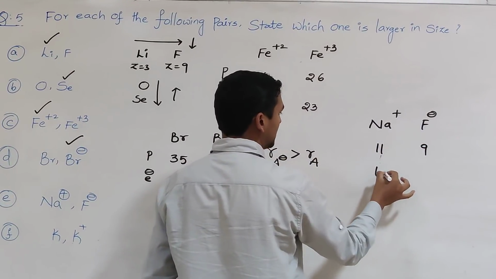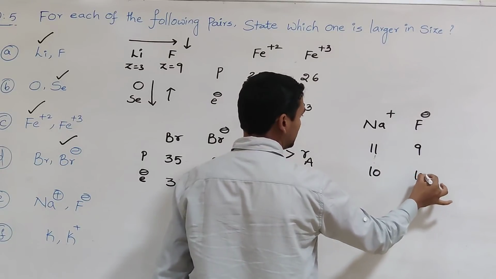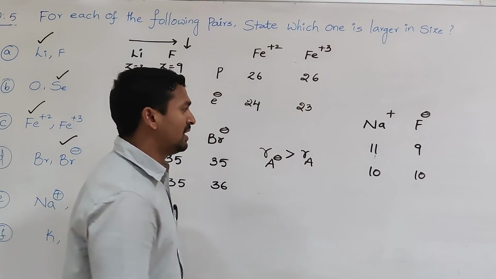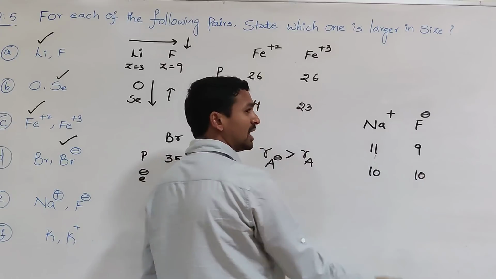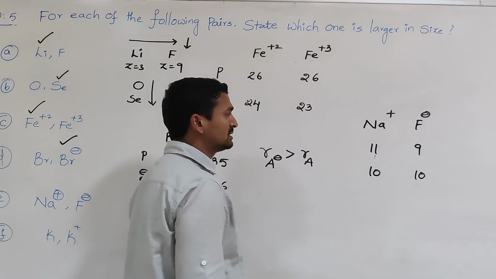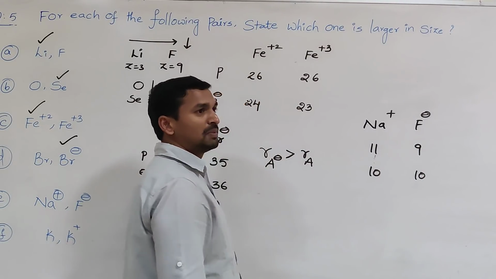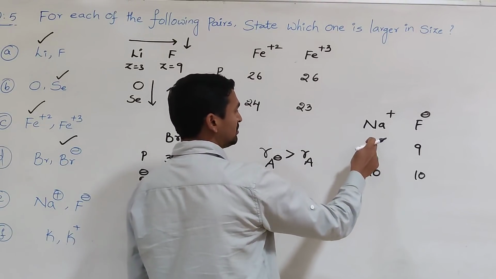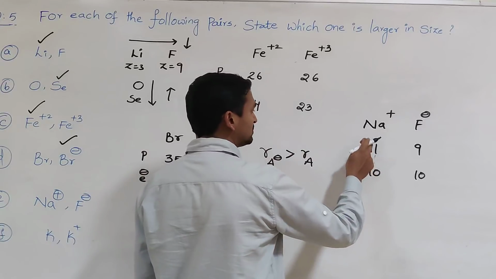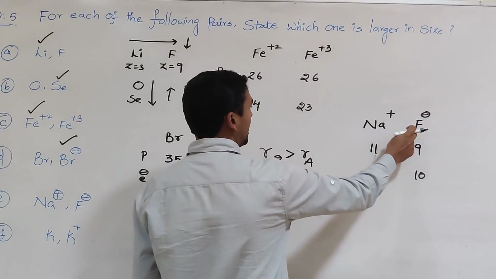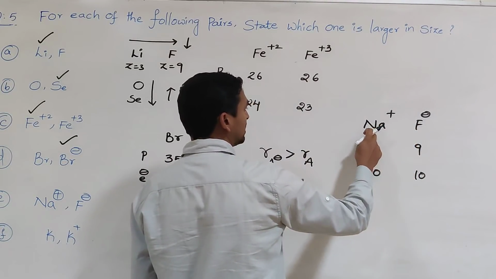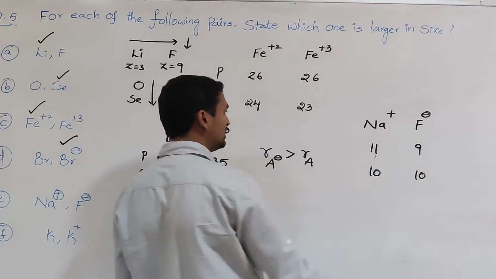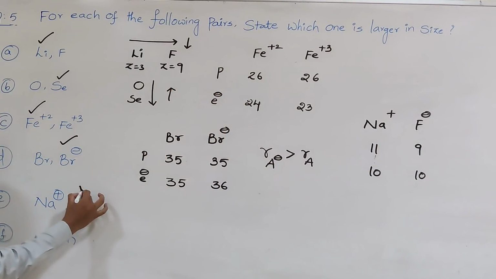But the number of electrons is 10, and here also the number of electrons is 10. So wherever the number of electrons is the same, they are called isoelectronic ions. In that case, wherever the positive charge is more, the ion is smaller in size. In the case of sodium, the positive charge is more, that's why it is smaller in size. Fluoride ion has less positive charge than Na plus, that's why it is larger in size. So the F minus ion is larger in size.